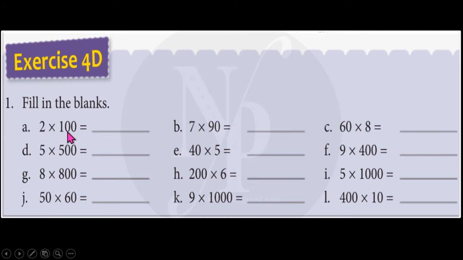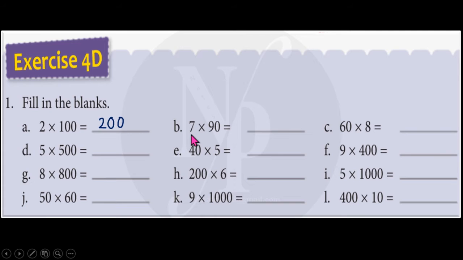In this case, we multiply 2 and 1, that is, 1 2 is 2. We write 2 here, and then we see how many zeros are there in these numbers. So here we have 2 zeros, so we just write 2 zeros to the right of 2 and we get 200 as the product. Therefore, 2 into 100 is equal to 200.